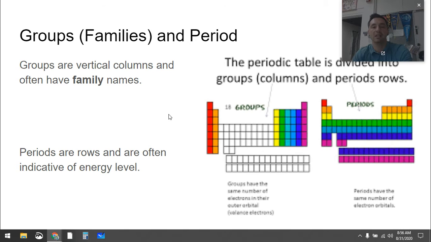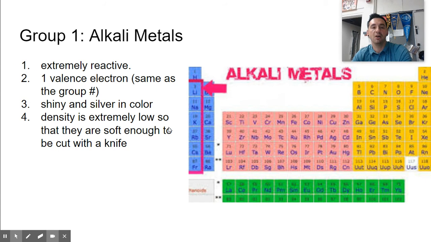So group 1 we call the alkali metals. We don't include hydrogen in this group. They're extremely reactive. They have 1 valence electron, the same as the group number. They're shiny and silvery in color. Their density is pretty low. So they're actually soft enough to cut like a knife. It's kind of like a piece of clay. You can actually mold it like clay.